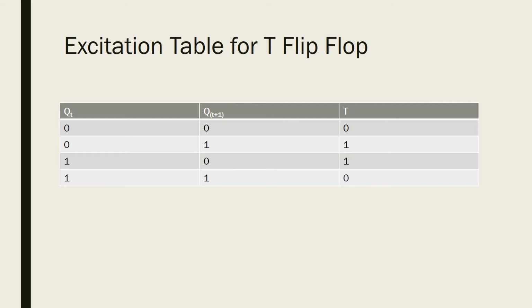This is the excitation table for the T flip-flop. To go from a present state of 0 to a next state of 0, T must be 0. To go from a present state of 0 to a next state of 1, T must be 1. To go from a present state of 1 to a next state of 0, T must be 1. To go from a present state of 1 to a next state of 1, T must be 0.